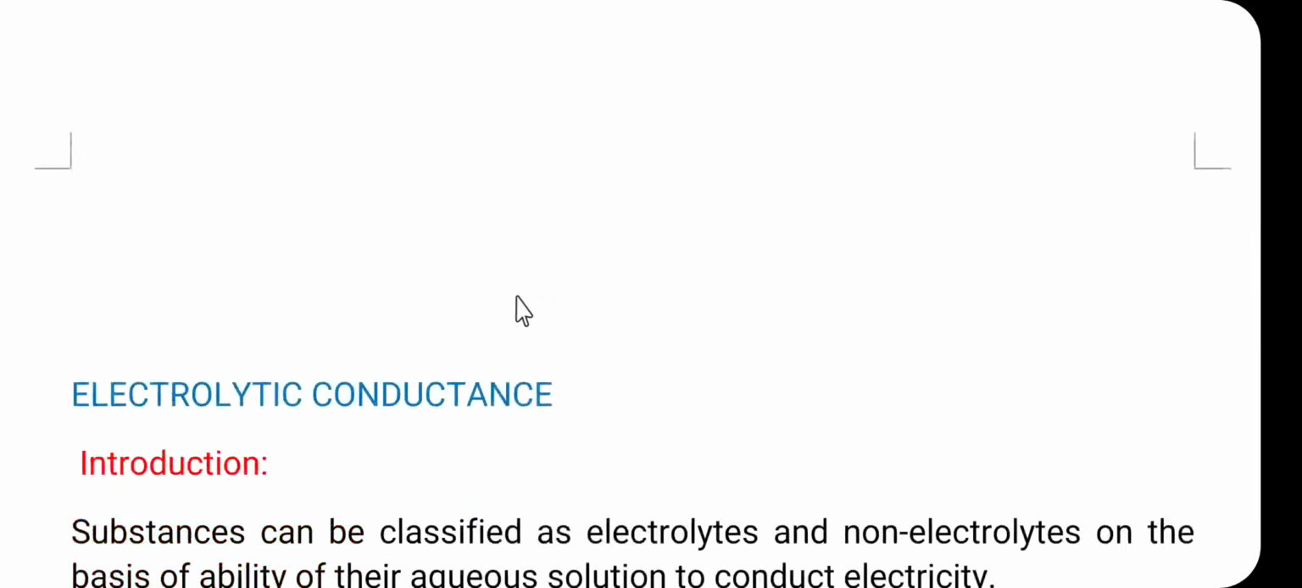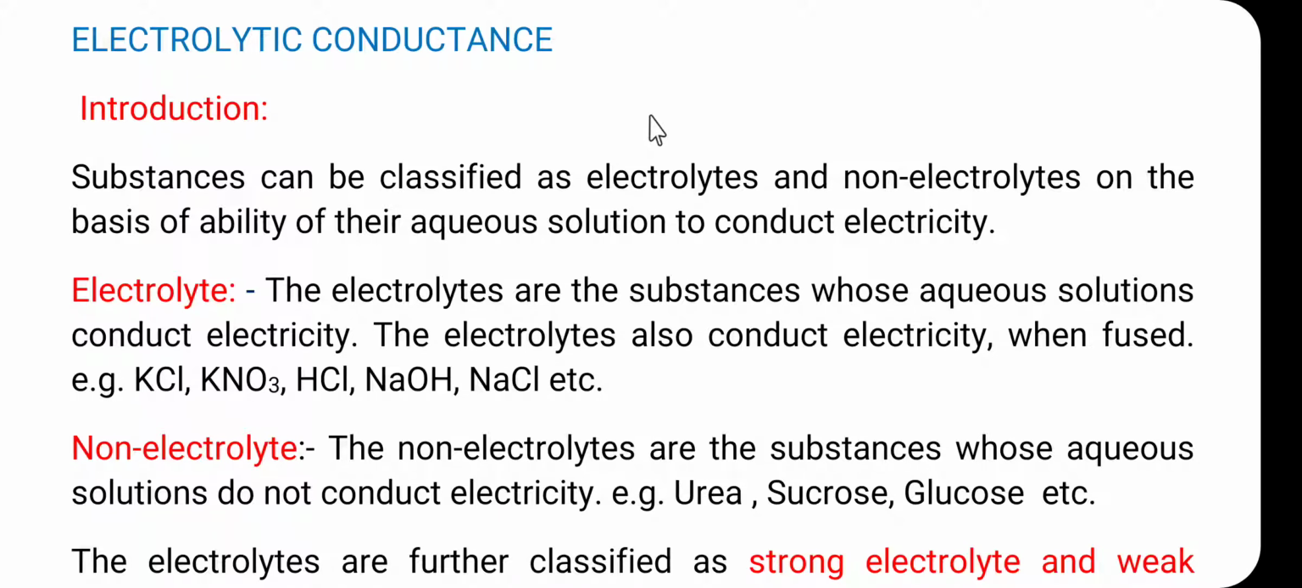Introduction. Substances can be classified as electrolyte and non-electrolyte on the basis of the ability of their aqueous solution to conduct the electricity. So when we consider the substances, there are two classes, that is the electrolyte and the non-electrolytes. First of all, I would like to clear one thing. When we consider the electrolytic conductance, we are going to consider only the electrolyte. We are not going to consider the non-electrolyte. So what is meant by electrolytes or non-electrolytes?